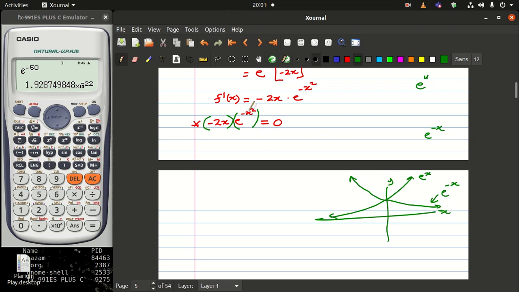So whether I'm adding an x squared here, this function is always going to be above the x-axis. What is happening is that e raised to x squared is always going to be bigger than 0. It will never be equal to 0 for this particular case, because x squared is always going to be positive, even if we pick negative numbers.